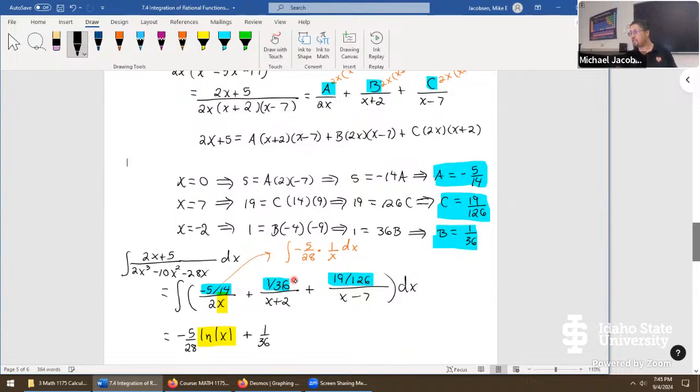This is 1/36, natural log, absolute value of x plus 2. Then move off to the next, plus 19/126, natural log, absolute value of x minus 7. Add a constant, and then that's the full story on that one. It's a bit of a mess for sure.